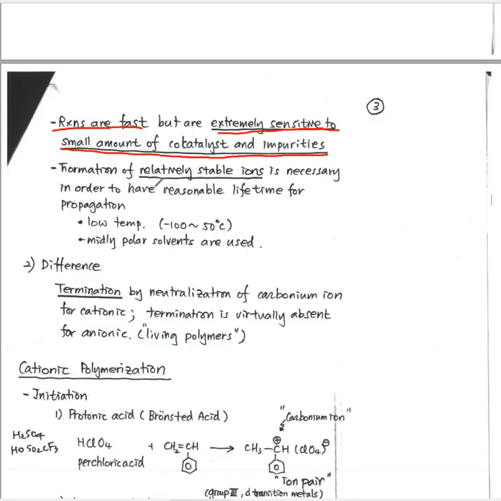And we already have seen that the formation of relatively stable ions is important. That's why the structure of R groups, side groups, is very important, either electron donating or electron withdrawing groups. And since the propagation rate is extremely fast, we generally perform the ionic polymerization reaction at low temperature.